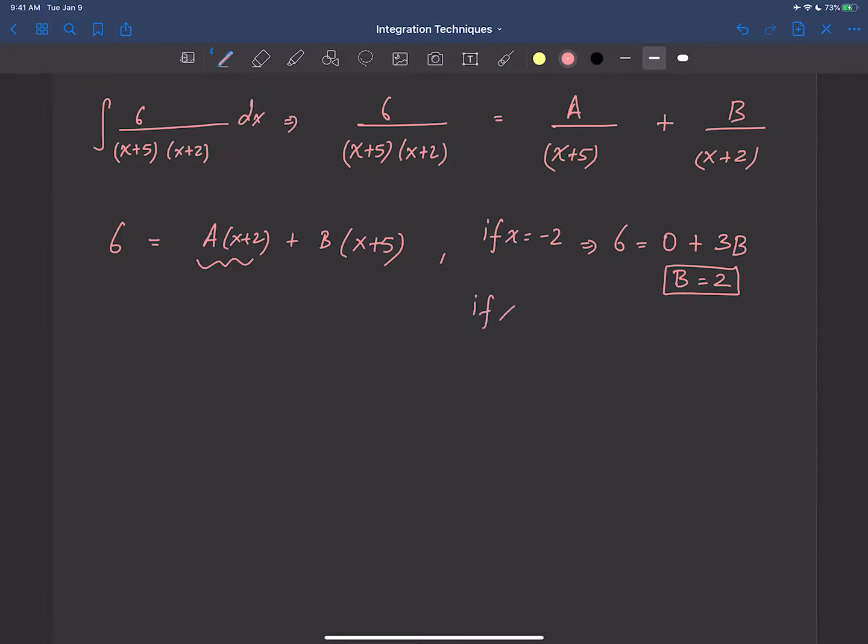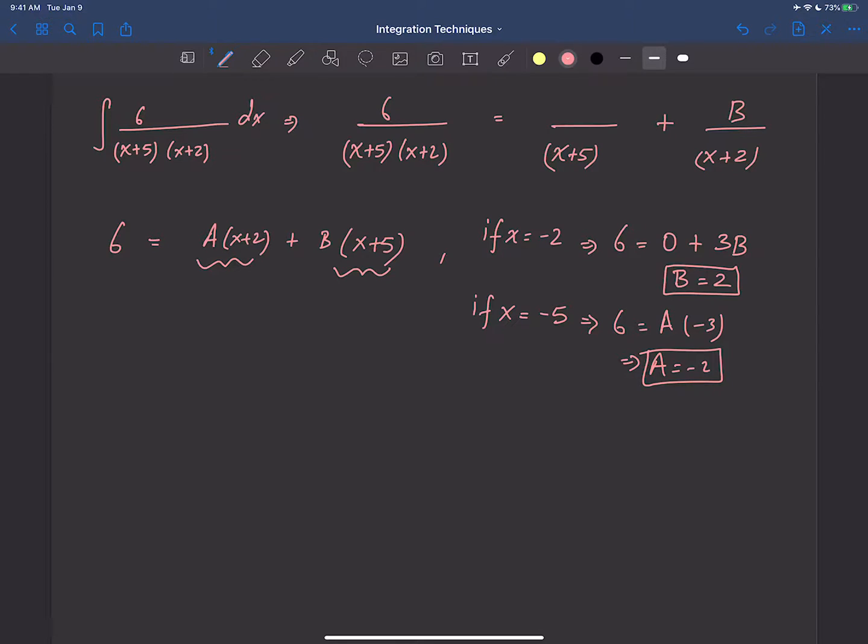So what if you pick x equals -5 to shut off this factor in this case? Then you're going to have 6 on the left because that's not going to change. Then a times -5 plus 2, which is -3. So your a is going to be equal to -2. Nice.